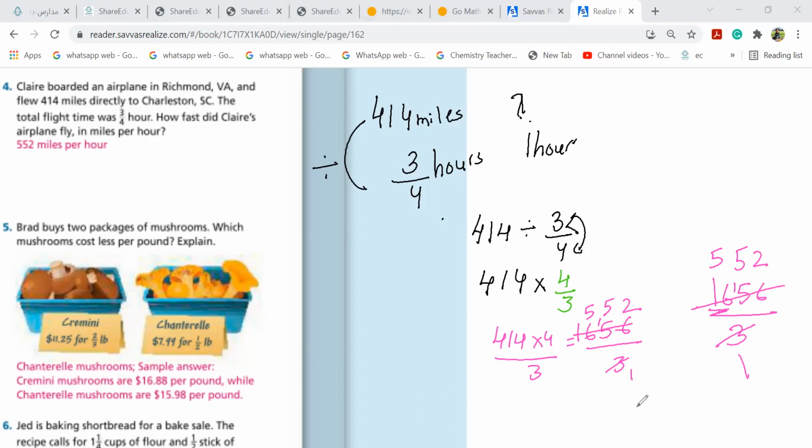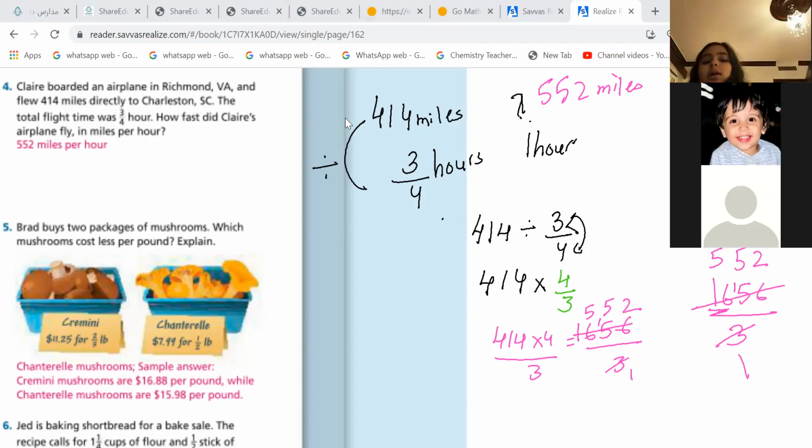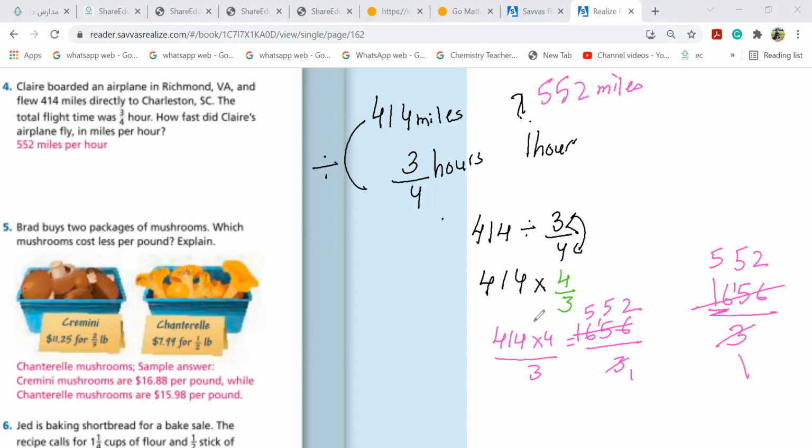The answer is 552 miles. Check here, Malak. 414 times 4. What do you get? Look, I'll show you, because it's a really long number. Let me see your camera. Yes, 1656. Now what will you do? You multiplied this, Malak, you got 1656. Now you will divide by 3. Now divide the same number, 1656, by 3.